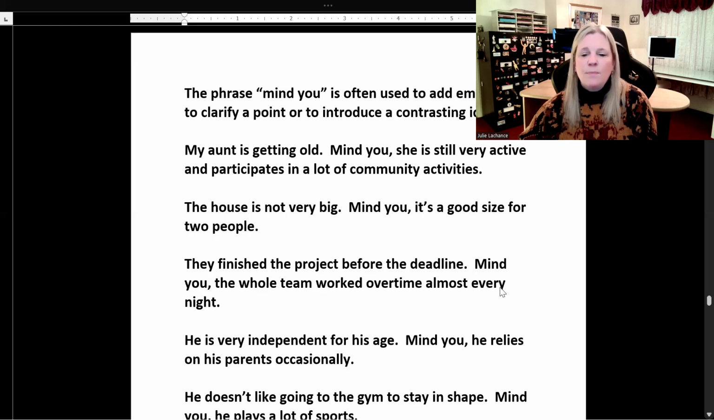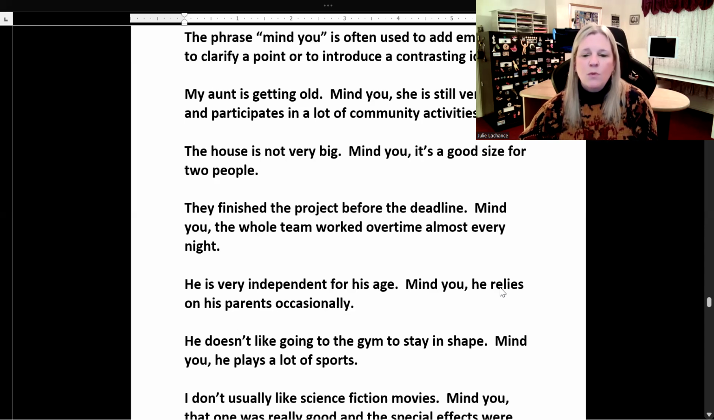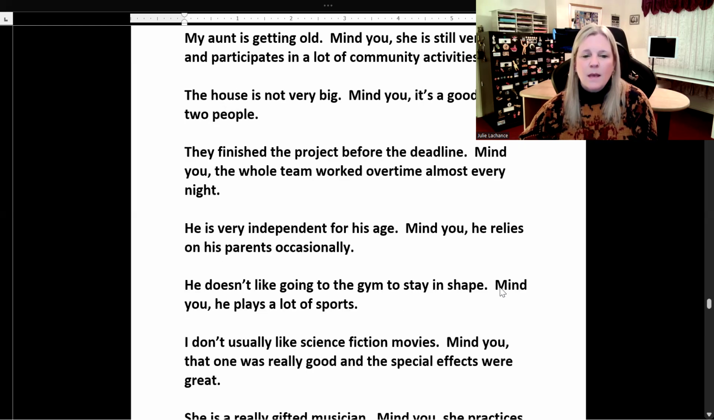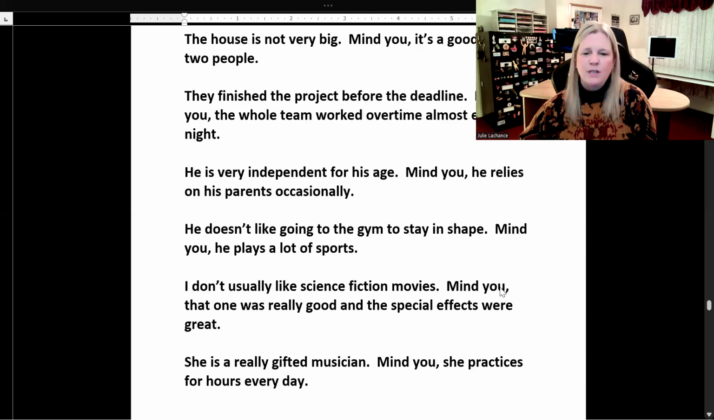They finished the project before the deadline. Mind you, the whole team worked overtime almost every night. He is very independent for his age. Mind you, he relies on his parents occasionally. He doesn't like going to the gym to stay in shape. Mind you, he plays a lot of sports.